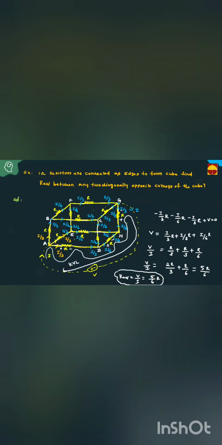Now, what is R equivalent? This is R by 3, this is R by 6, this is R by 3. That is 2R by 3 plus R by 6. 6 is the LCM, 5 by 6 into R. We are getting the same answer. This is one more method. Whatever the first method is, it is applicable only for this case, but the equipotential method is applicable for any case, not only for opposite corners.